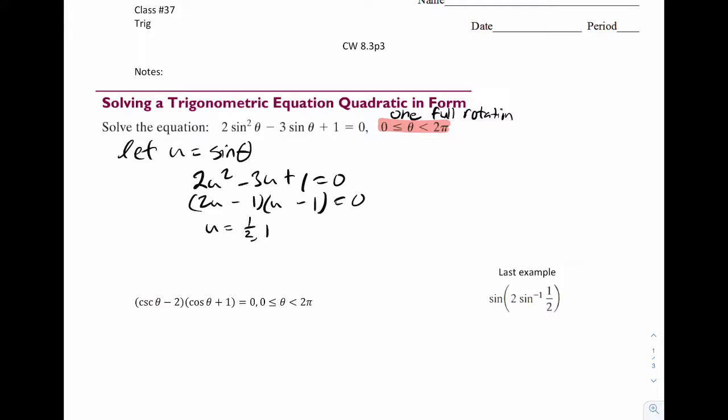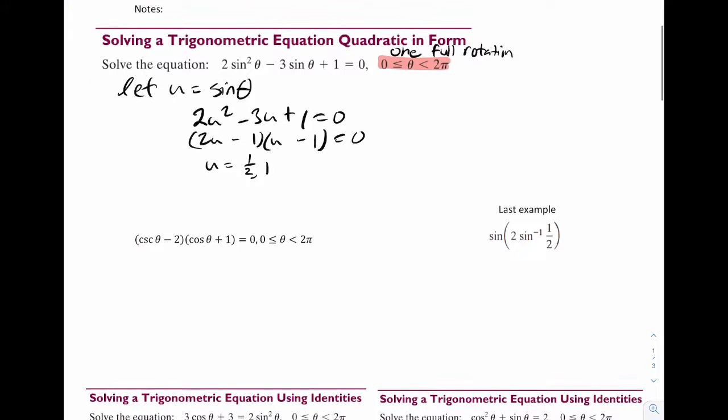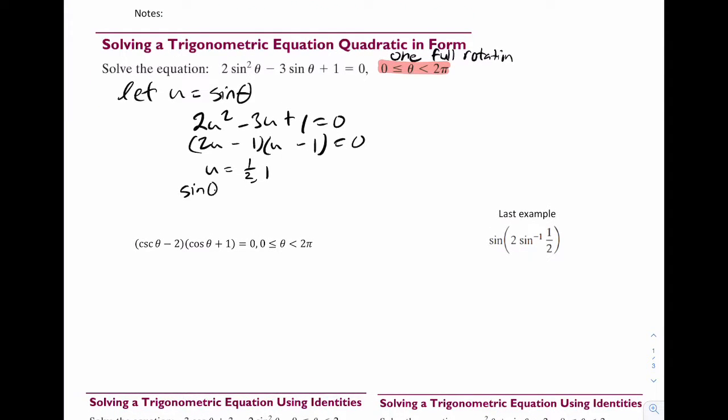Now, of course, we solve for u, which is not the variable we're looking for. We're looking for theta. So plug it back in. Sine theta is equal to 1/2, and sine theta is equal to 1. And all we gotta do is figure that out.